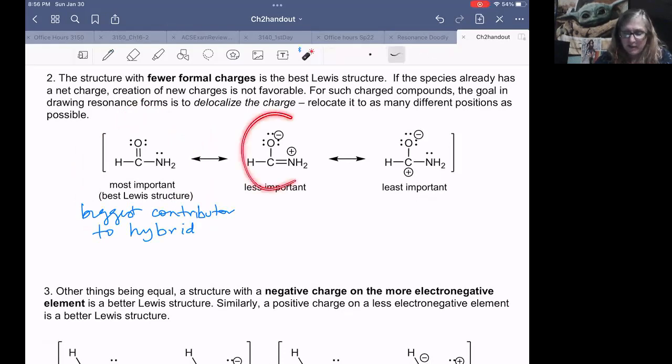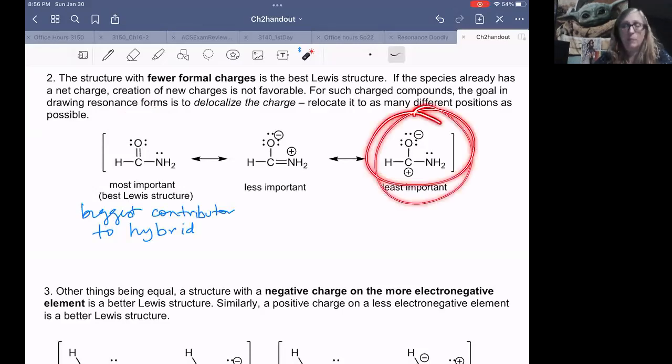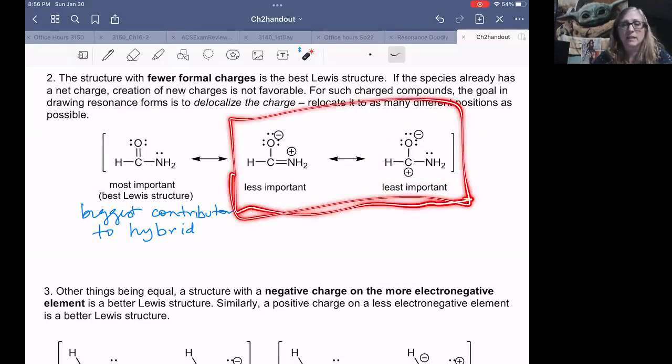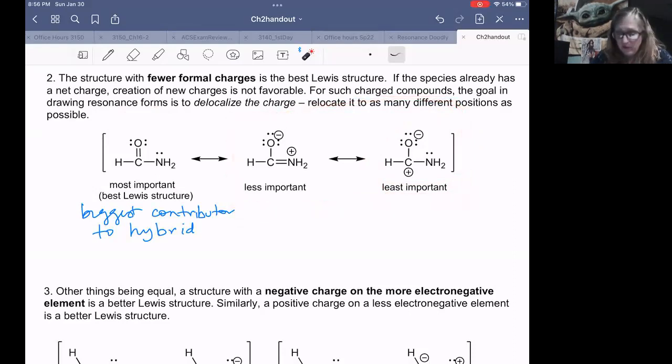This one is not quite as good because it has 2 formal charges, and this one is the least important. Can you see the difference between these two, and why I'm saying that third one is the least important compared to all 3? It still has a plus and a minus, but what are we missing here? Aha, we have a missing octet once again. So this one has no octet at the carbocation, and so that's the one that is the least significant of all 3.